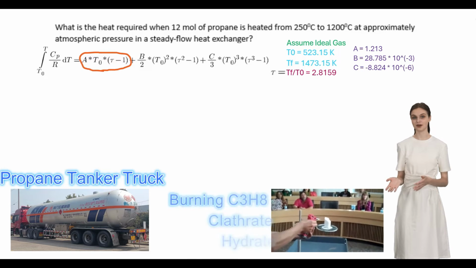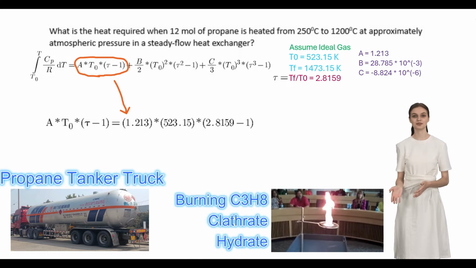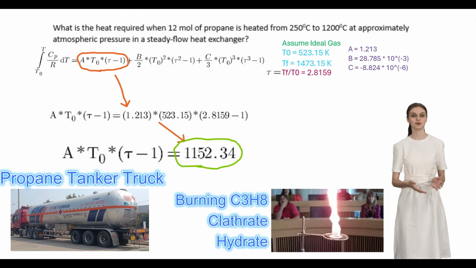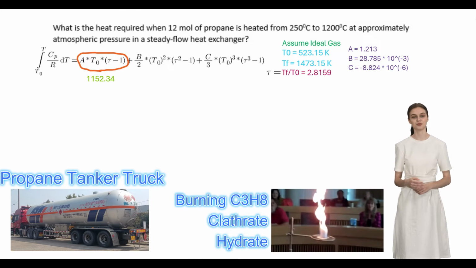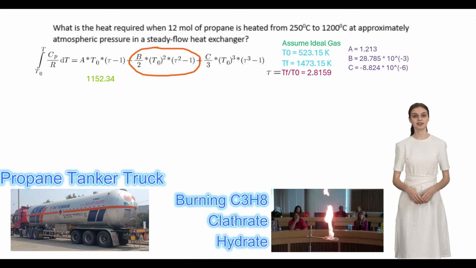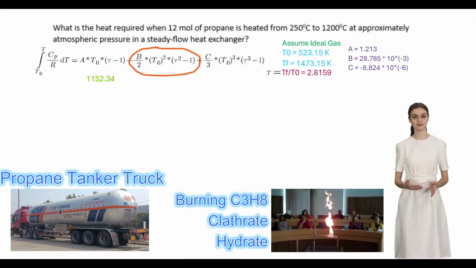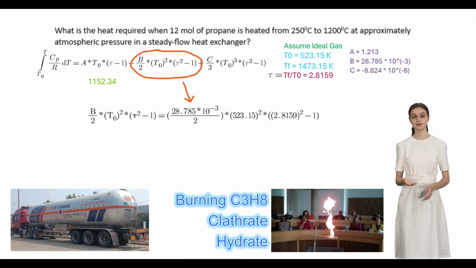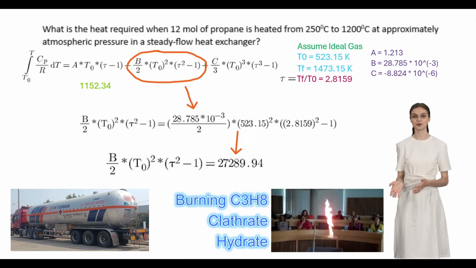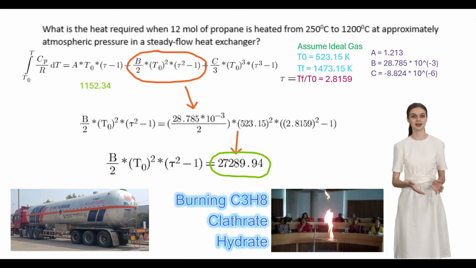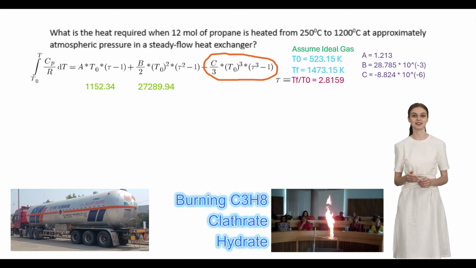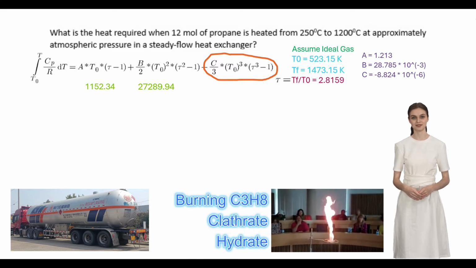Here is the first part. Plug in the known values. This part of the function equals 1152.34. Let's look at the second part of the function. Plug in the known values. The value of this part equals 27,289.94.